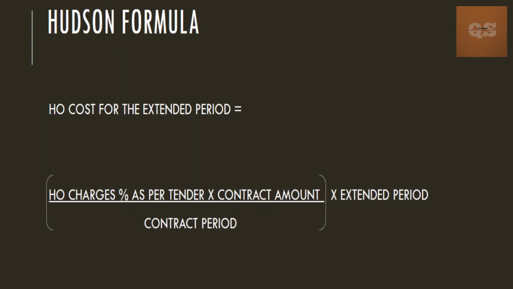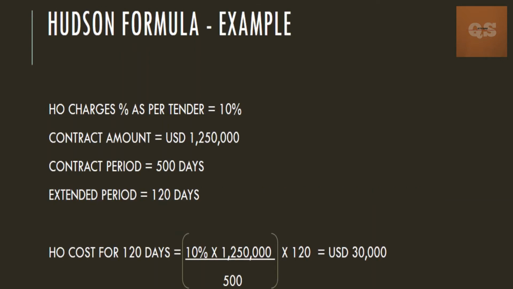Let's see an example to understand this better. The head office charges percentage has been given as 10% in your tender document. Your contract amount is 1.25 million US dollars. Your contract period is 500 days, and your extension period has been given as 120 days. Using the Hudson formula, the head office cost for 120 days will be equal to your head office charges percentage, that is 10%, into your contract amount, that is 1.25 million dollars, divided by the contract period, that is 500.